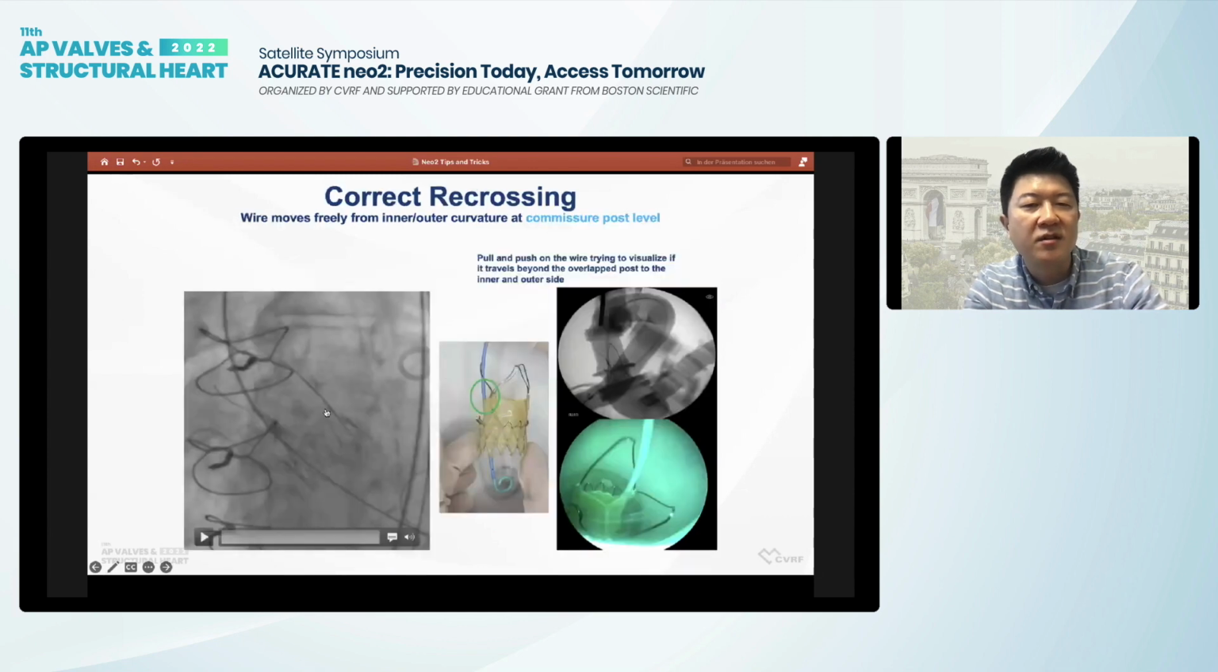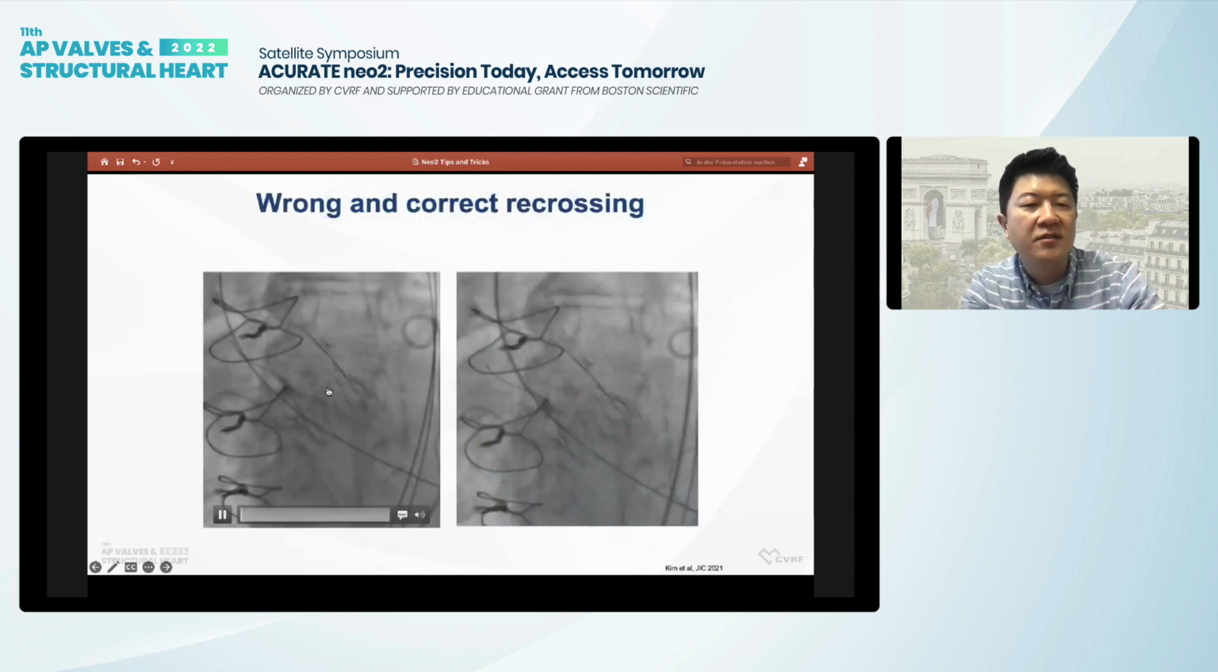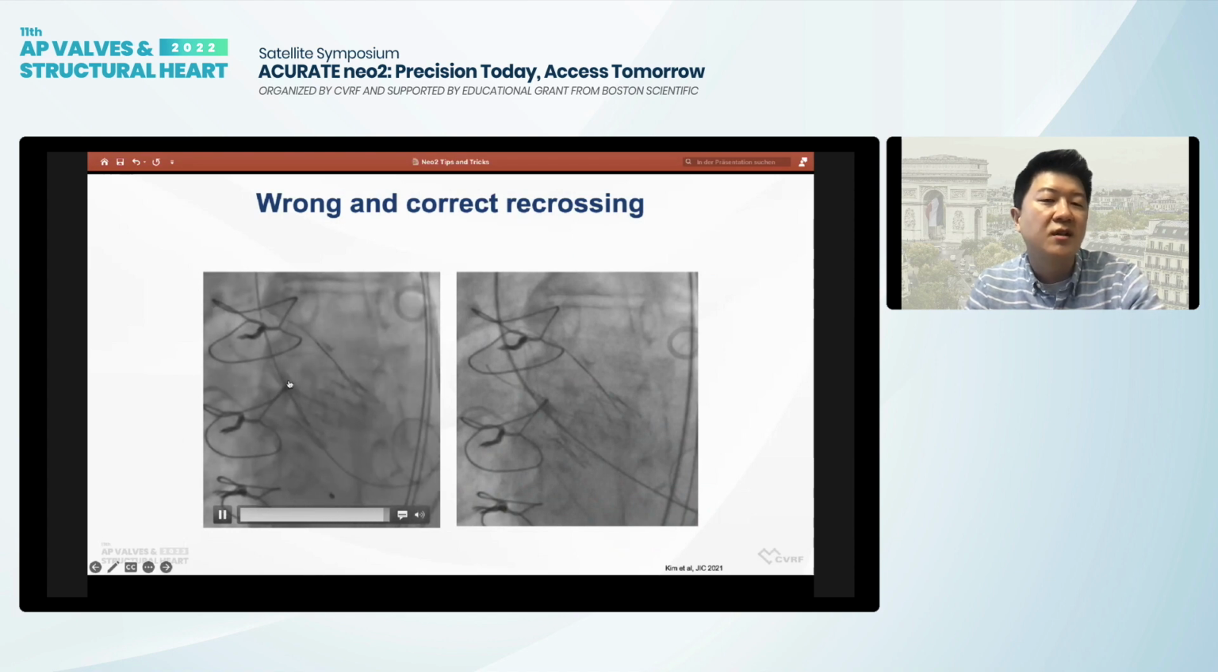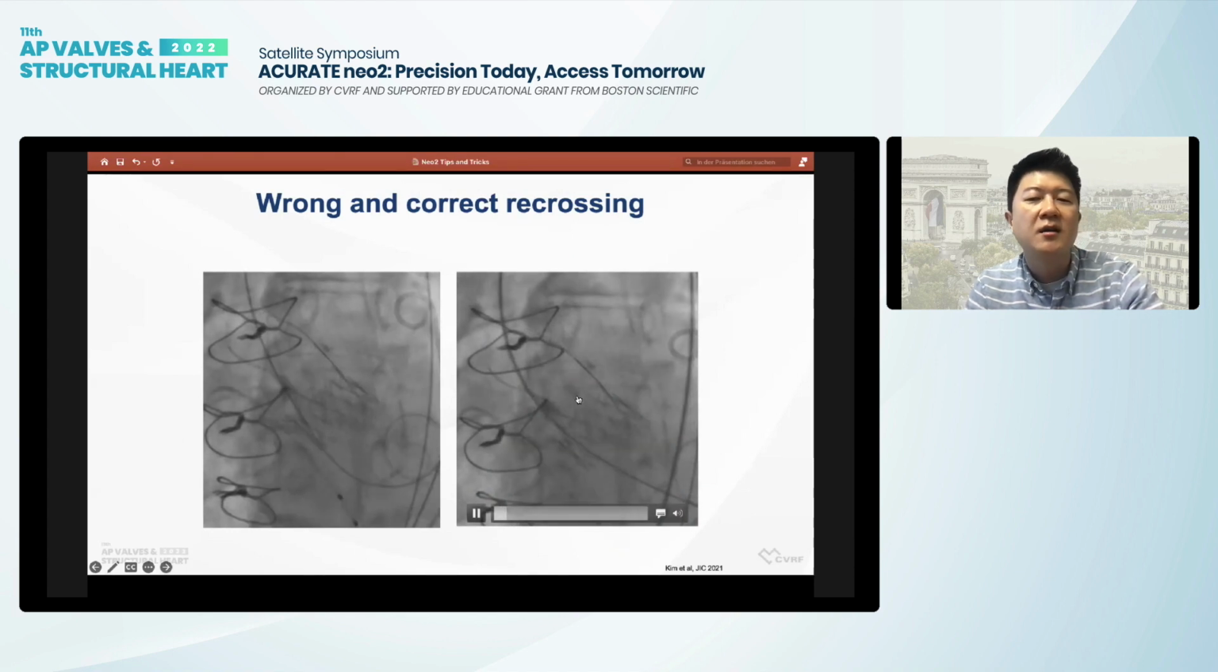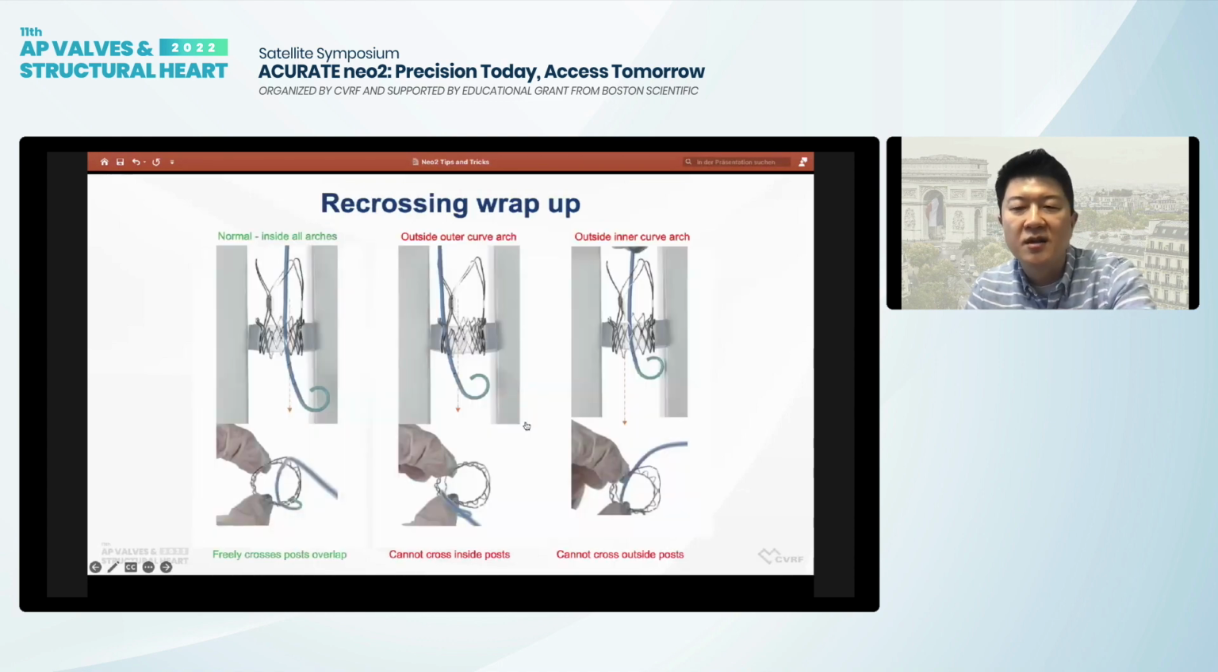And this is how to do it. You can see a wire that crossed correctly. There's movement from the left to the right side. And here again, a very nice example. This was incorrect recrossing. You can see that the wire is stuck here, and after correct recrossing, you can see there's free movement. This is nicely summarized here in this wrap-up.